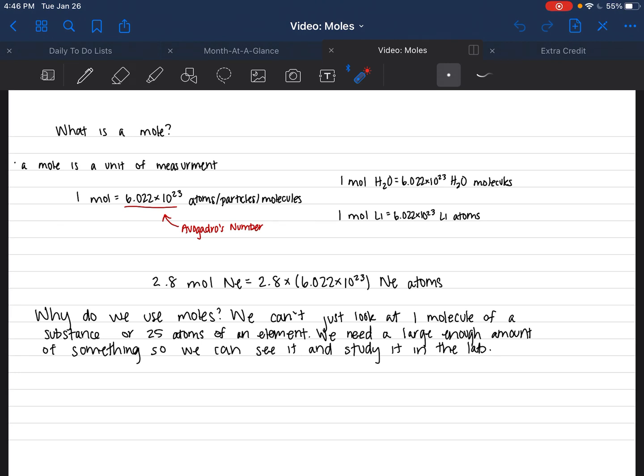It can even be a little bit more complex. For example, if we have 2.8 moles of neon, it is 2.8 times Avogadro's number of neon atoms.